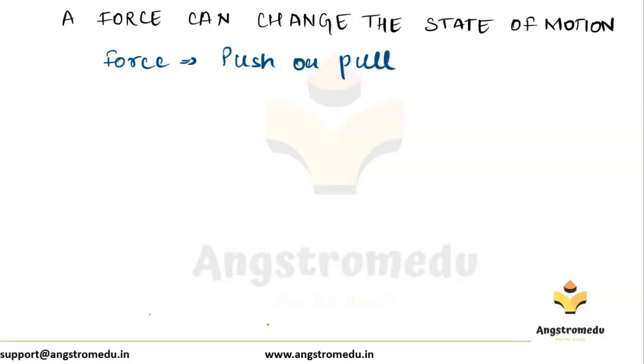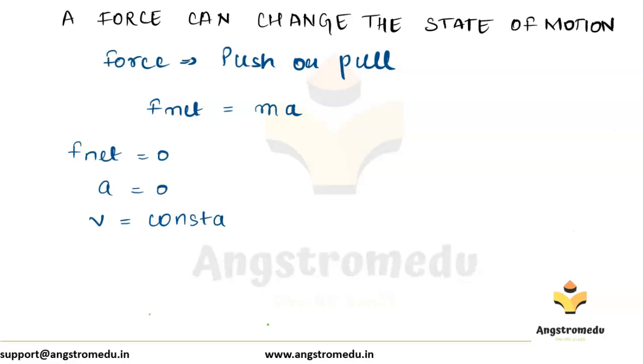We know that according to Newton's second law of motion, F net, the net external force on an object, can be written as mass times acceleration of that object. It means if the net force on an object is 0, then the acceleration is also 0. If F net is 0, acceleration is 0. If acceleration is 0, the velocity of the object is constant, meaning the object will be either at rest or moving with constant velocity.